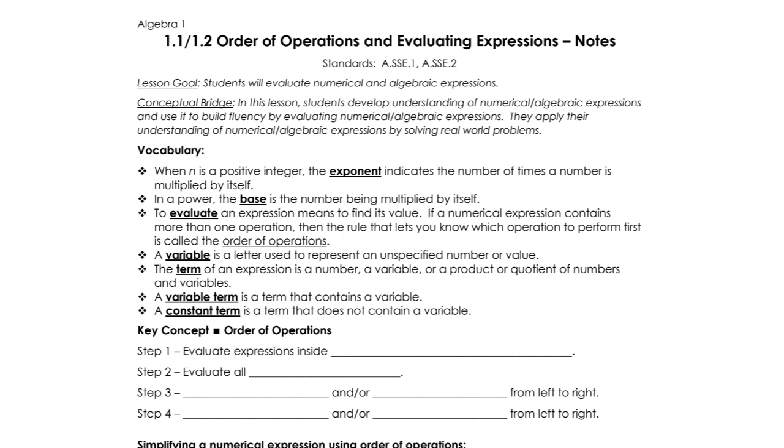So, getting started here, first vocab word: when n is a positive integer, the exponent indicates the number of times a number is multiplied by itself. Then we have: in a power, the base is the number being multiplied by itself.